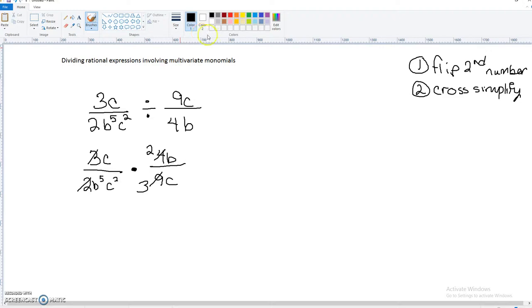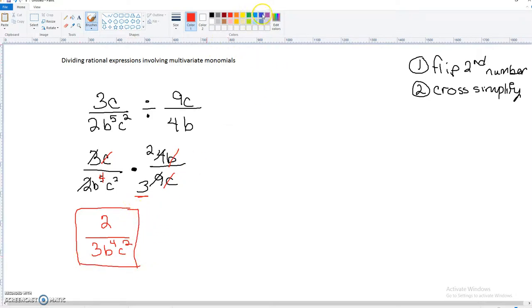Now, let me change color so we can see it better. This C here cancels this C. And this B reduces this down to a 4. Okay, so the only thing we have left is 2 on top. And on the bottom, we're going to write our whole number first. So here's our whole number: 3 b to the 4th c squared. And this is our answer.